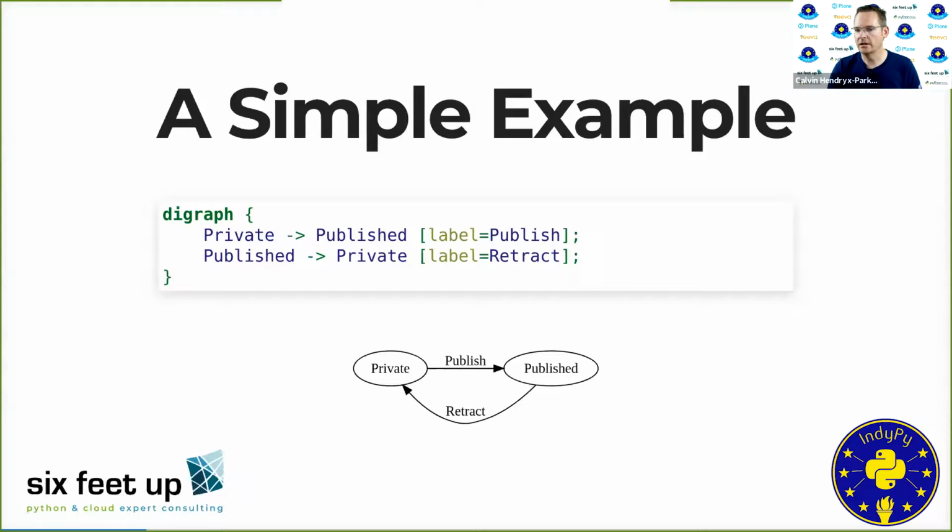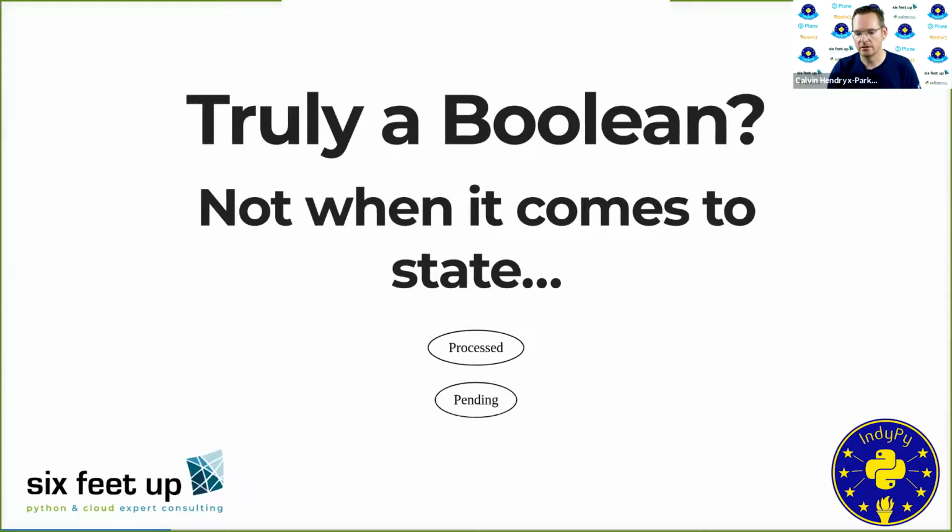And another problem we're actually trying to solve is: when is something truly a Boolean? A place where workflows can really come in handy is when you have tried to describe the state of an item on your model. If you're familiar with Django and you build your Django models, you may have an item that needs to be batch processed through some external process. And on that item, you've put a Boolean field called processed, and it's either true or false.